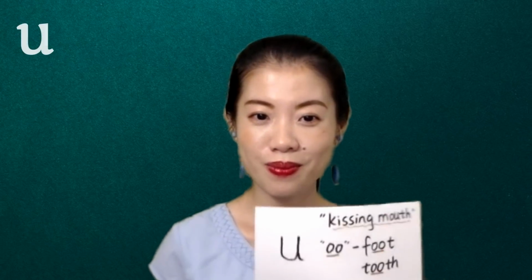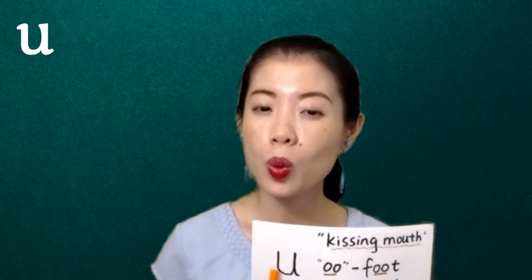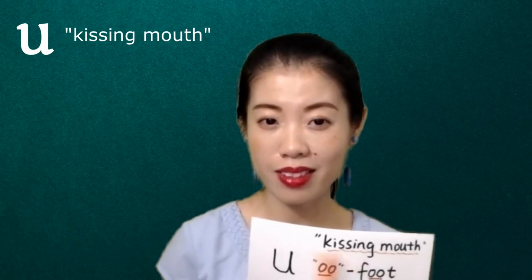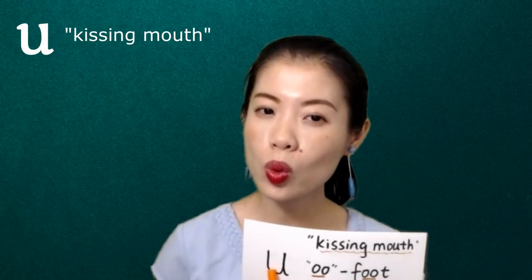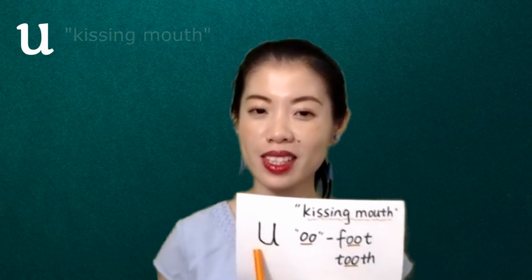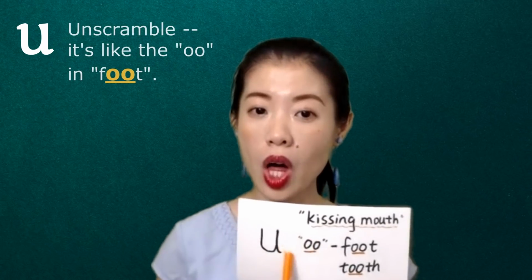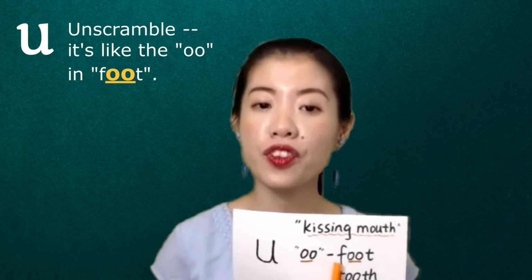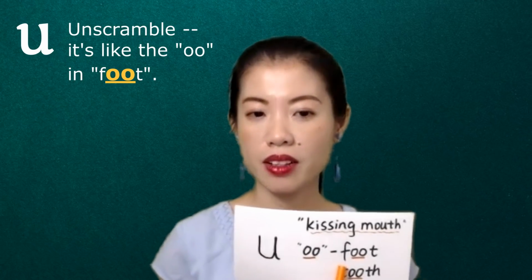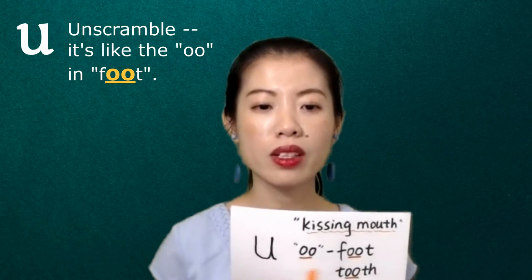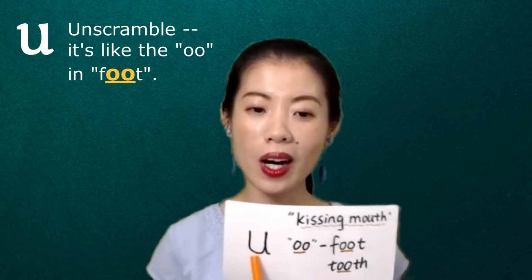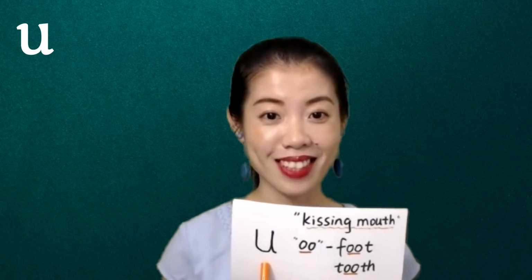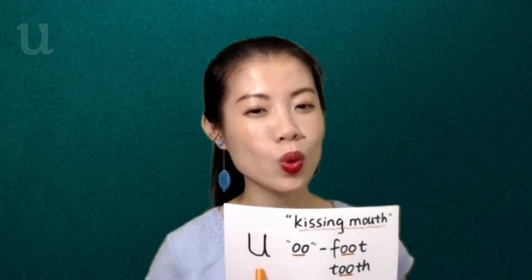Next one, I bet a lot of people love the sound or love the shape of the mouth. That is wu. Wu is like kissing mouth, the shape. Wu is like double O's in English, like double O in foot. Wu, foot. Or tooth. Wu, tooth. Got it? Wu.